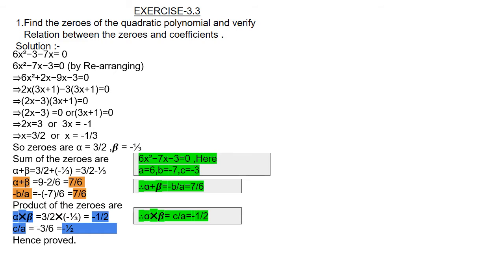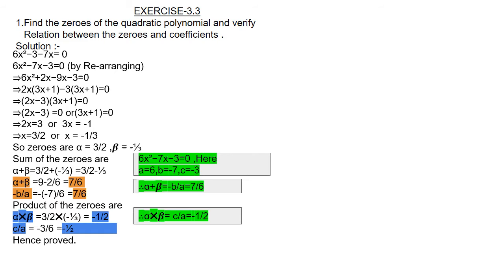First let us take the first two terms, 6x square plus 2x. In this, 2x is common here. So if we take 2x as common, we will get 3x plus 1. Now the next two terms, 9x minus 3, 3 is the common term here. So if you take 3 as common, we will get 3x plus 1.